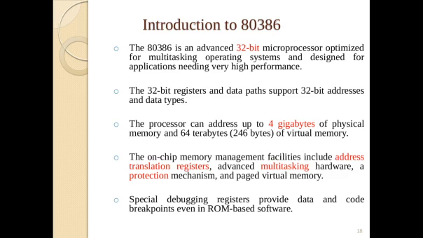Introduction of 386. It is a 32-bit processor optimized for multitasking, and it is designed for applications needing very high performance. It contains 32-bit registers. Data paths support 32-bit address and data types. We can address up to 4 GB of physical memory and 64 terabytes, that is 2^46 bytes, of virtual memory. On-chip memory management facility includes address translation registers, advanced multitasking hardware, protection mechanism, and paged virtual memory.